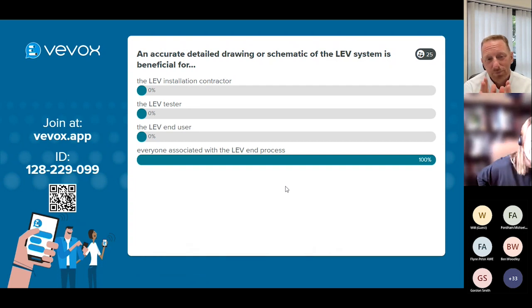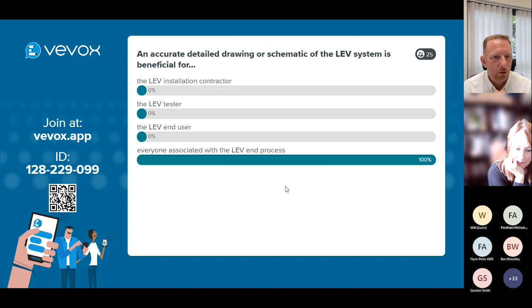So wow, I don't think we've ever got 100%. So we're all agreed they're important for all of us and we all need them. And yet the quality of some of the drawings we see are just poor, or they're not even there. We're not asking for Picassos or anything like that, but we do want a detailed schematic, a simple, detailed schematic.